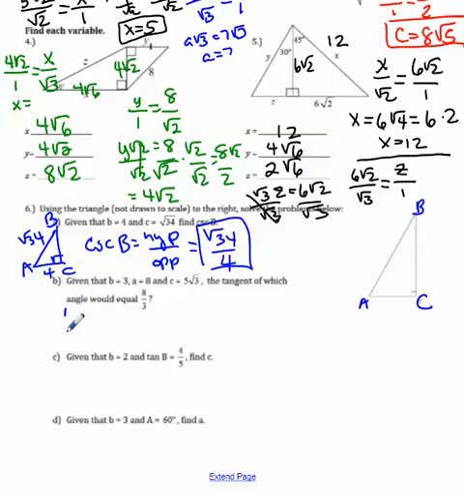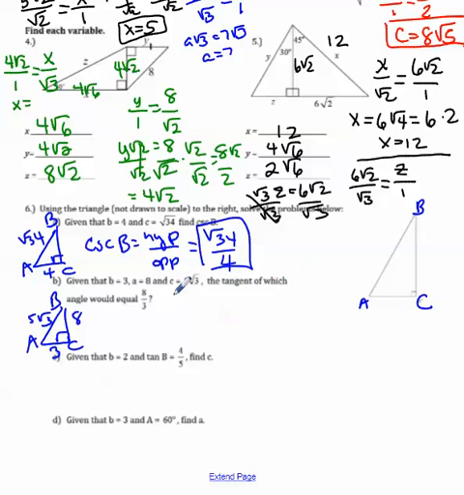Alright, the next one gives new values. Notice I'm making a new triangle for each problem because it keeps changing and I don't want to confuse myself. So I'm going to make a new triangle. So this time they tell you that B is 3, A is 8, and C is 5 root 3.